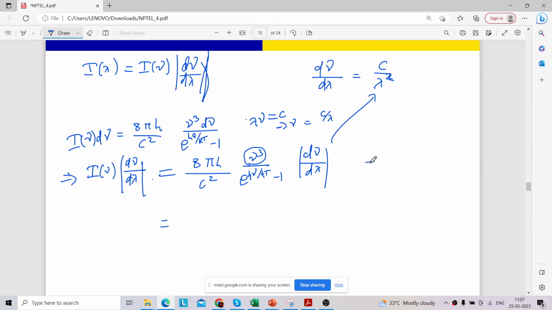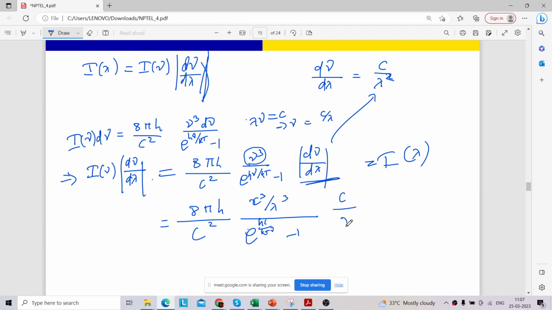So this is I lambda. So 8 pi h over c square, I'll get lambda will come down, so c cube over lambda cube from here. Then I can do one thing here, substitute this e to the power hc by lambda kT nu minus 1, and I will have from here c over lambda square.